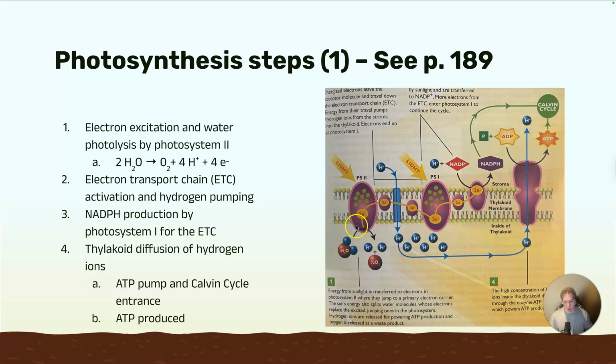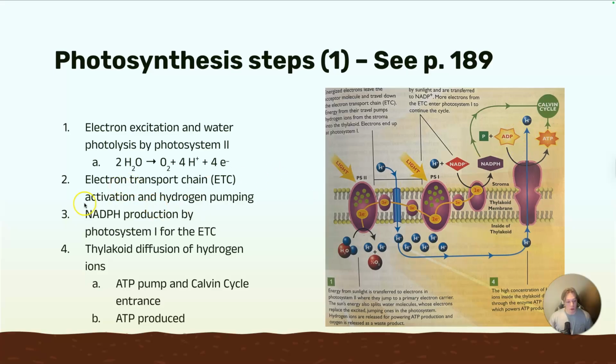In step 1, which occurs here at photosystem 2, remember they're flipped, our water is going to get pretty much shattered into all of its main components. So we have two water right here, and it's going to get broken up into oxygen, so the oxygen atoms bind together, and then 4 hydrogen and 4 electrons. And these electrons are going to be sent all the way over here to step 3, which we'll talk about in a minute. It's going to take the NADP and hydrogen and bind them together to activate it and make NADPH for the Calvin cycle.